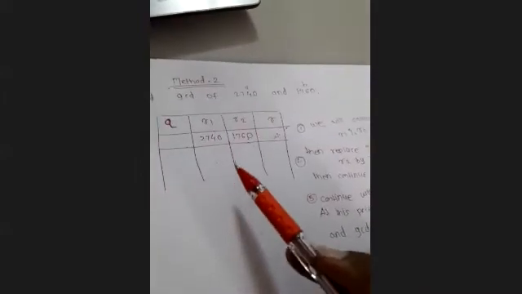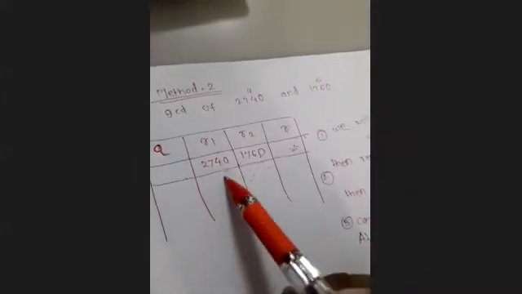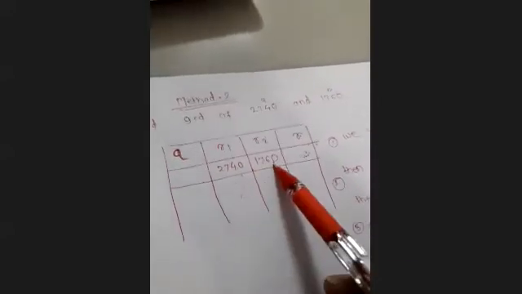At that time, we will write GCD of A comma B is equal to R1. In this way, we are going to calculate the GCD of two large numbers. Now here, we have R1 2740 and R2 1760. We are going to divide this.